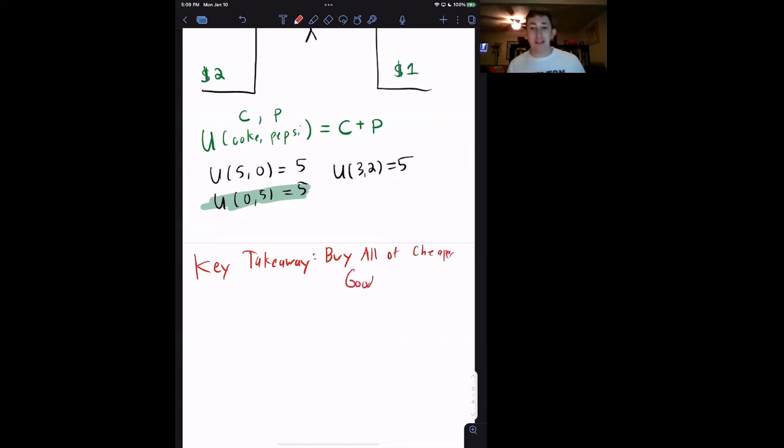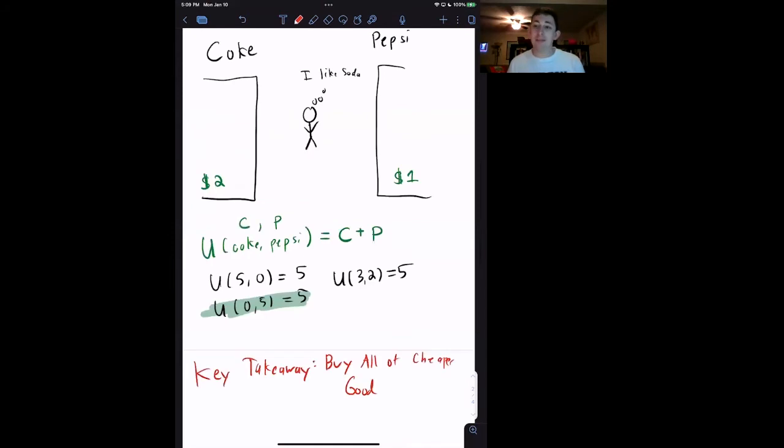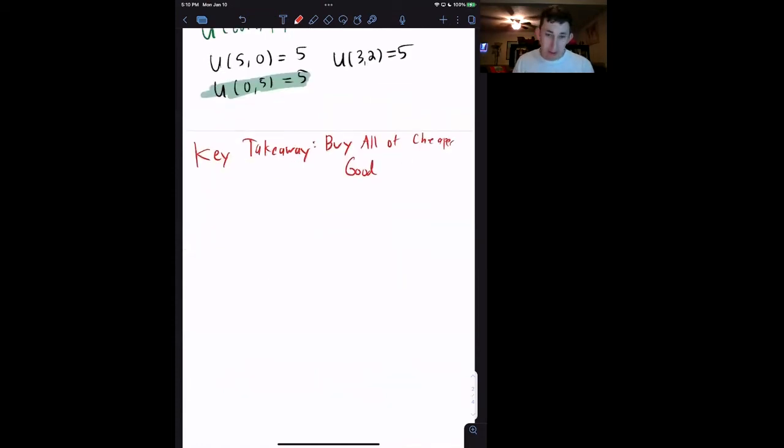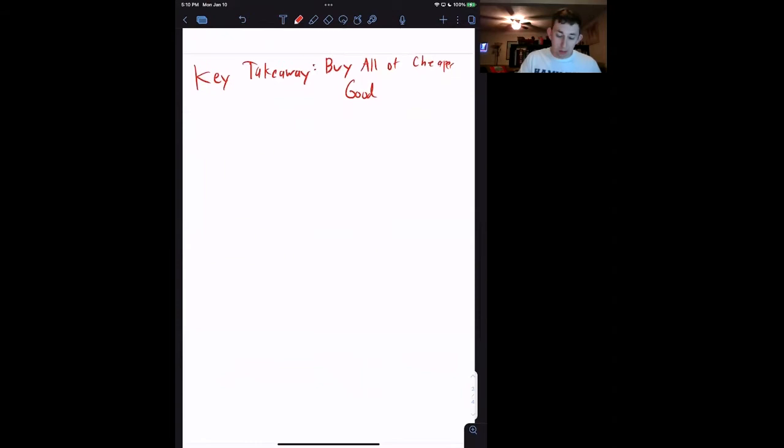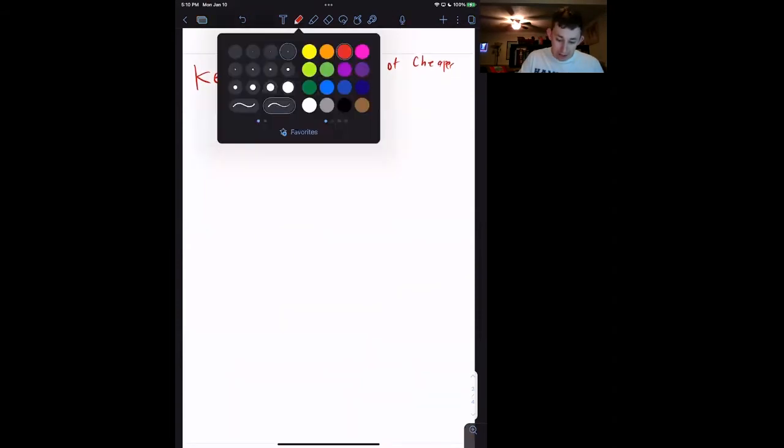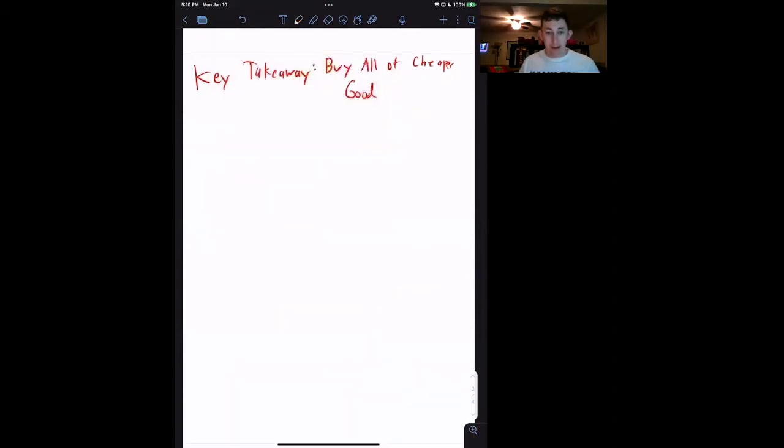There are situations where this doesn't hold, but again, we're just trying to be simple. We're just trying to think about the intuition. And I think here the intuition makes sense. If I like Coke and Pepsi equally, and Pepsi is way cheaper than Coke, then I'm going to spend all my money on Pepsi. So let's put this into a graph just so we can compare it.